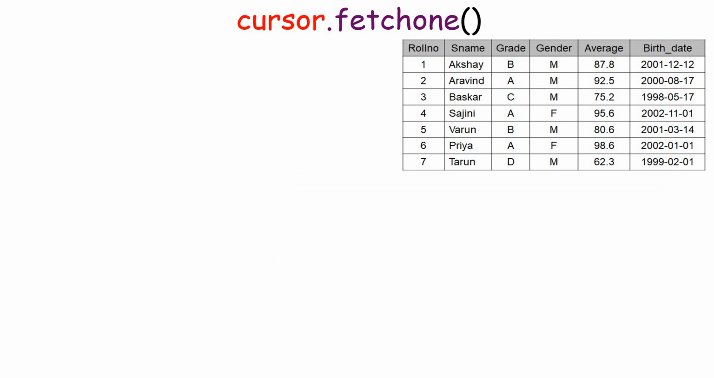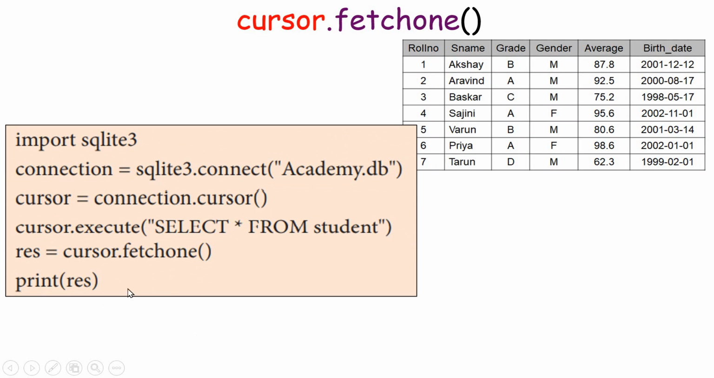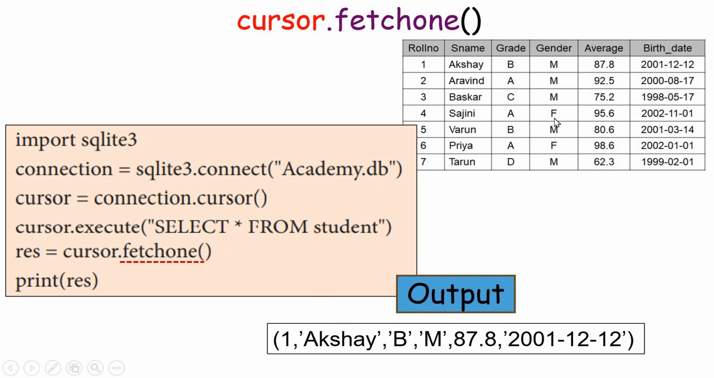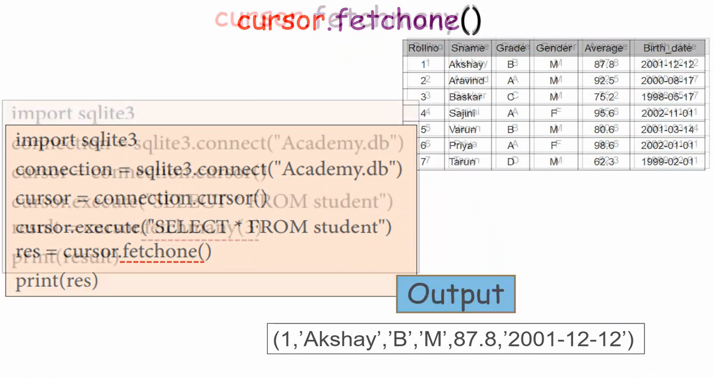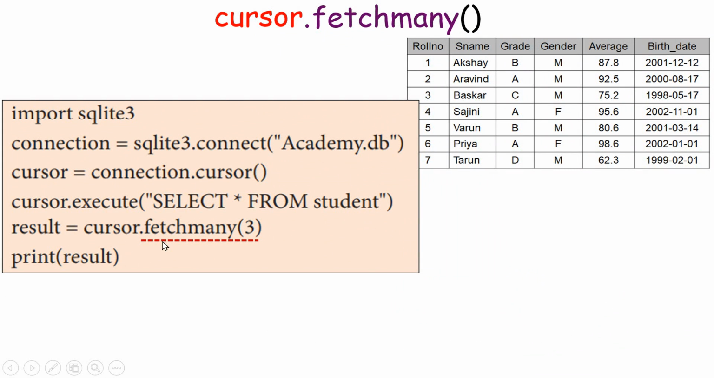First, the fetchone method. In this program, they have used the fetchone method. res = cursor.fetchone(). The fetchone method will fetch the first row in this case and store it in res, and print(res) will give the following output. That is, the first row of the table is printed. Fetchmany: result = cursor.fetchmany(3). Here the fetchmany method will fetch the first 3 records from the table. So print(result) will give the output as follows.